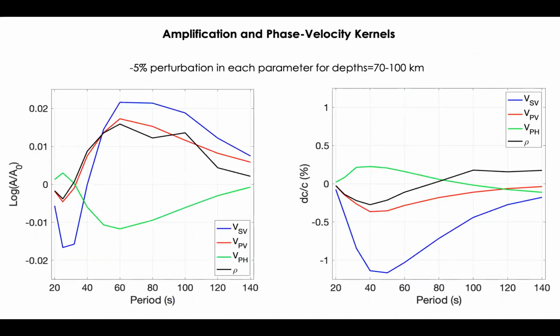Here's another perspective on the relative sensitivities of amplification and phase velocity to different model parameters. We perturb each model parameter by -5% in the depth range 70 to 100 kilometers, while keeping all other parameters fixed. And as we saw on the previous slide, VSV has a larger effect on both amplification and phase velocity than the other model parameters. However, the relative importance of VPV, VPH, and density is bigger for amplification than it is for phase velocity.